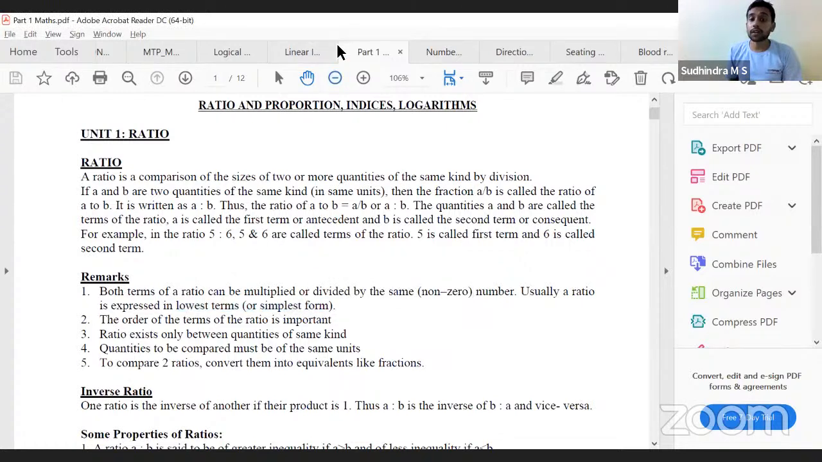The order of the terms of the ratio is very important. If we say 2:3, it has to be 2:3. We cannot write 3:2 because ultimately the representation itself will differ then.